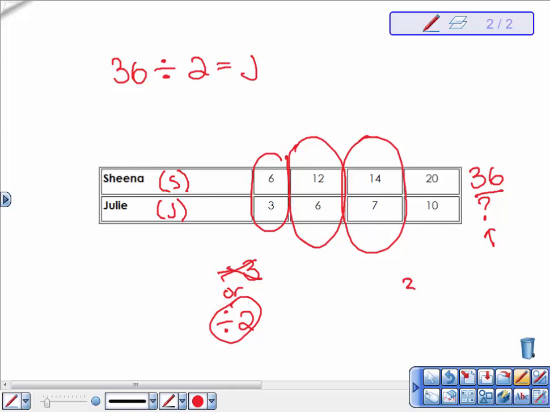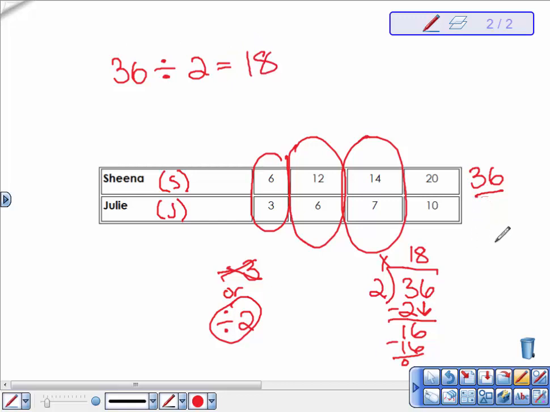Well, 36 divided by 2, if you can't do it in your head, write it out. 2 goes into 3 one time. That gives me 2. If I subtract it, I get 1. It's less than 2, so I can bring down my 6, and I have 16. 2 goes into 16 8 times with no remainders. So 36 divided by 2 equals 18. So S divided by 2 equals J. 36 divided by 2 equals 18.